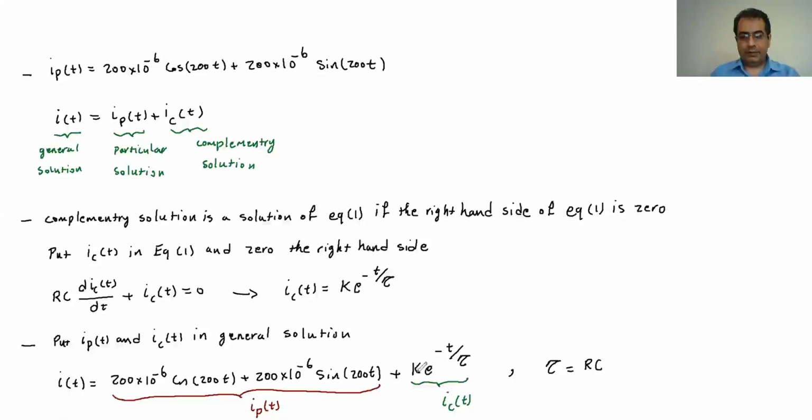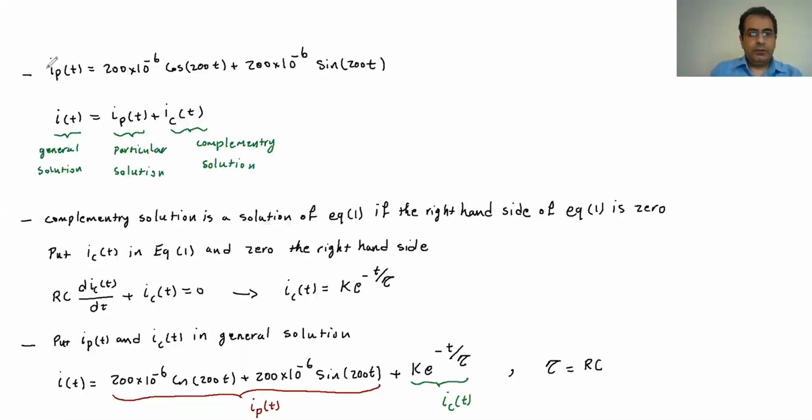So if you look at this equation, the only unknown we have is K. Because tau is RC, we know both R and C values, so the only unknown is K. So we need to find K. In order to find K, we will use the initial condition. So we put the initial condition where t is 0 in this equation, and then we find K there.